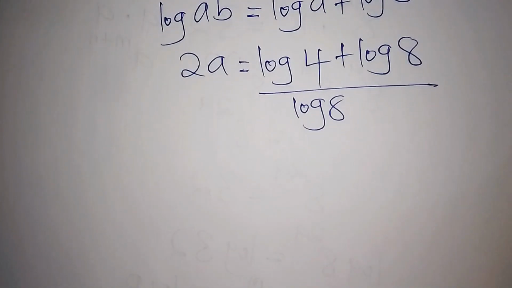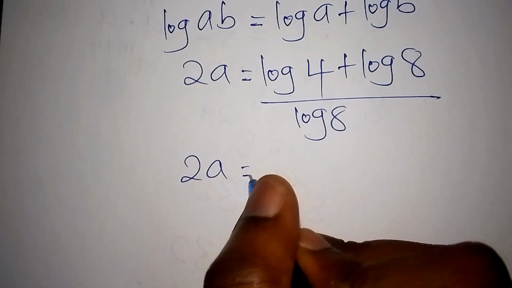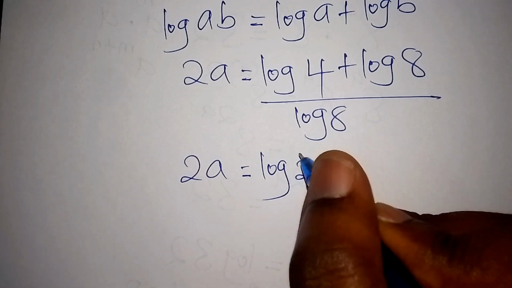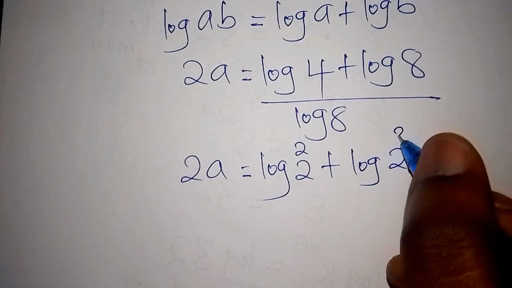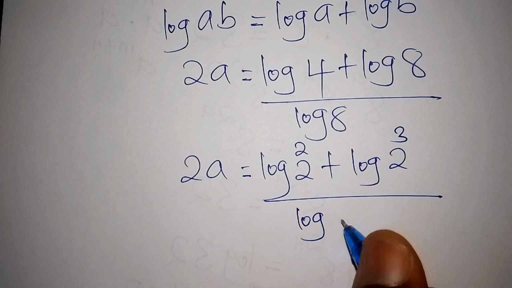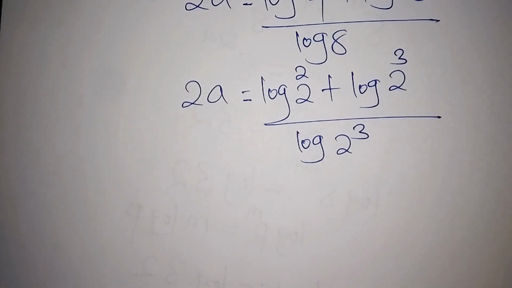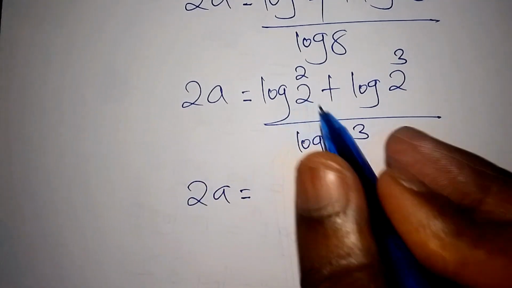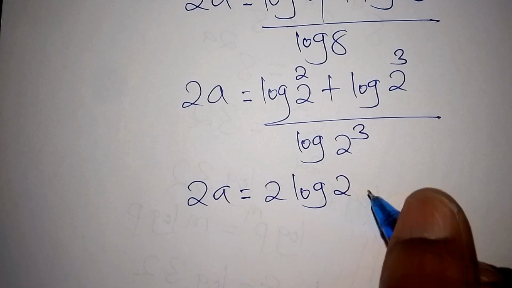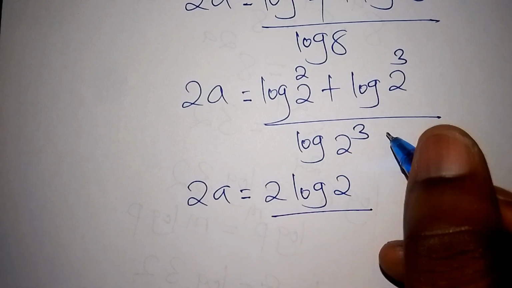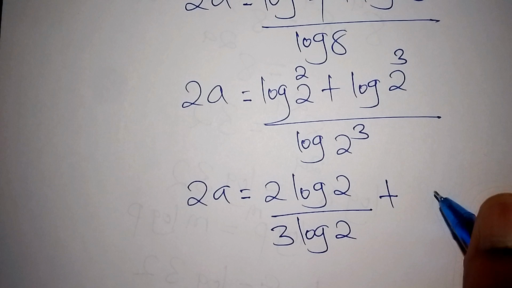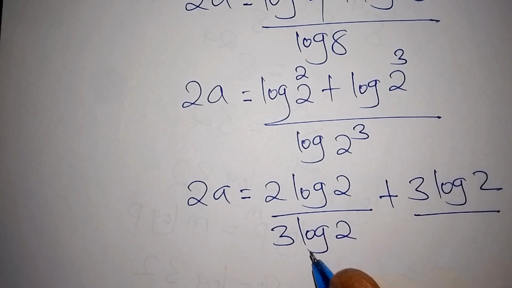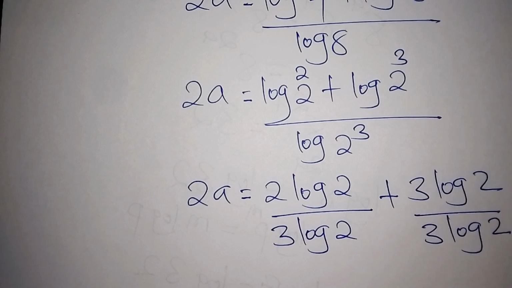Next, 2a is equal to the log of 4, which can be written as the log of 2 to the power of 2, plus the log of 8, which can be written as the log of 2 to the power of 3, all over the log of 8, which can also be written as the log of 2 to the power of 3. So 2a is equal to 2 log 2 plus 3 log 2, all over 3 log 2.